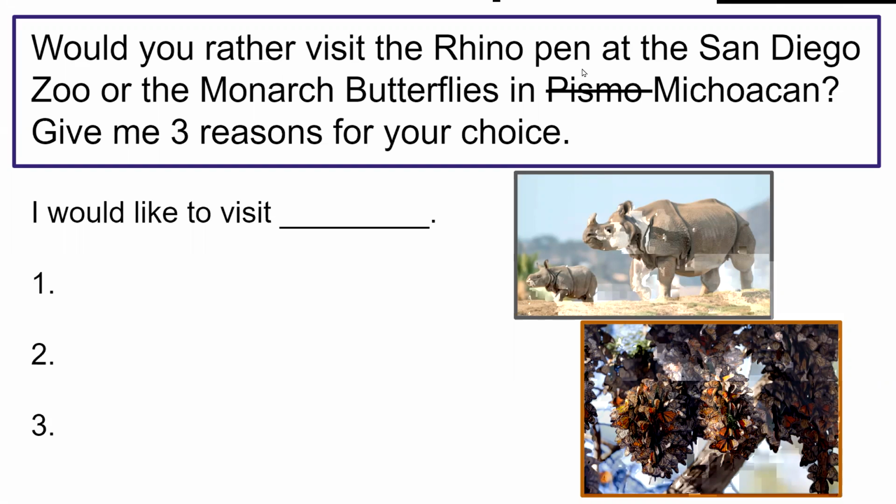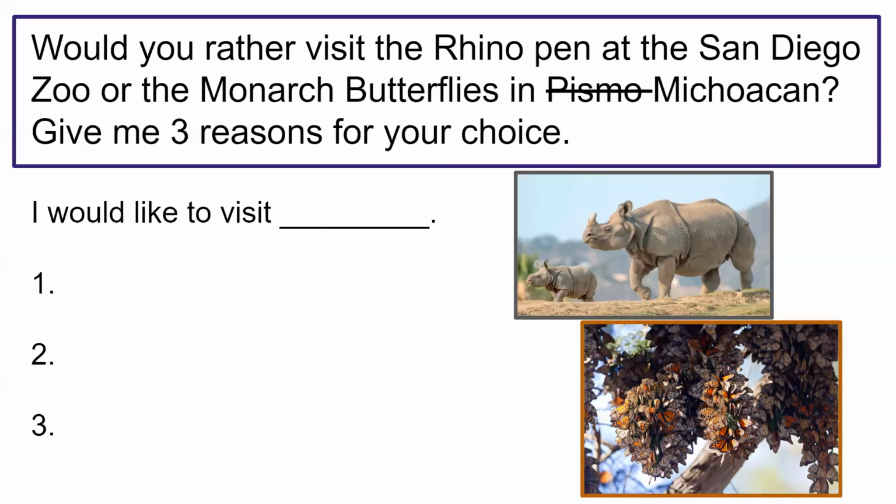questions. So for the parents, they didn't see this here, but I had them write down: would you rather visit the rhino pen at the San Diego Zoo or the monarch butterflies in Michoacan? Give me 3 reasons for your choice. And it was cool because a lot of the kids were sharing, hey, my mom's from here, my dad's from here, I have cousins here, I've been here, and it was interesting. It was like a family. Imagine a family night, family event, except it was taking place on a regular random Thursday or Wednesday. And it was cool. I liked it. This is one of my favorites.